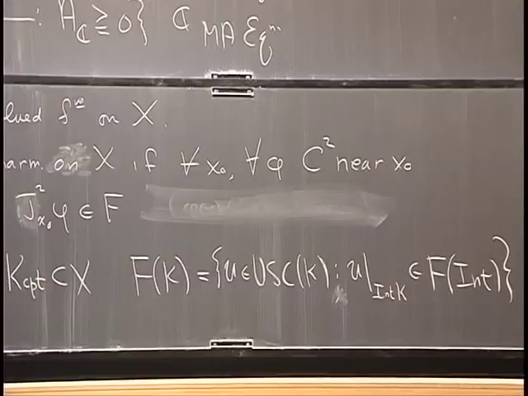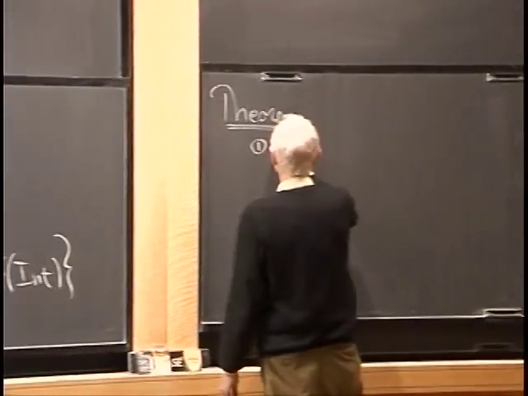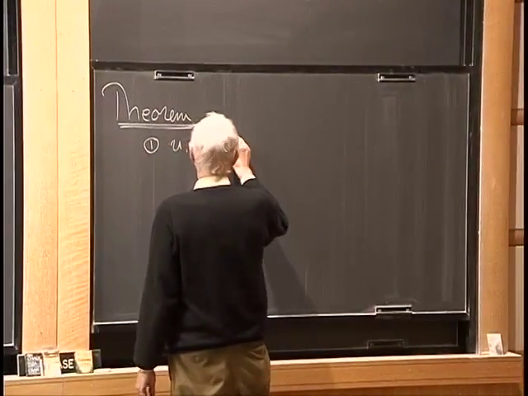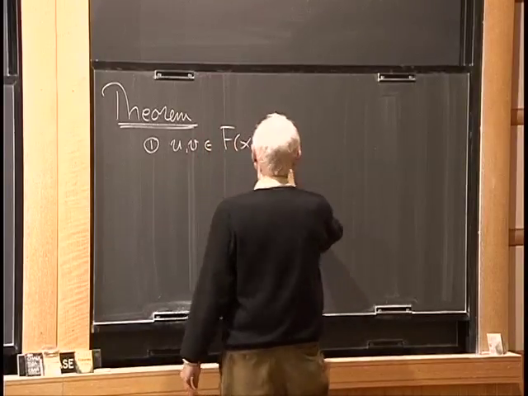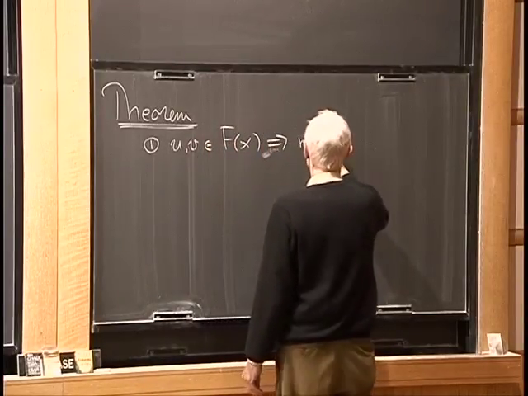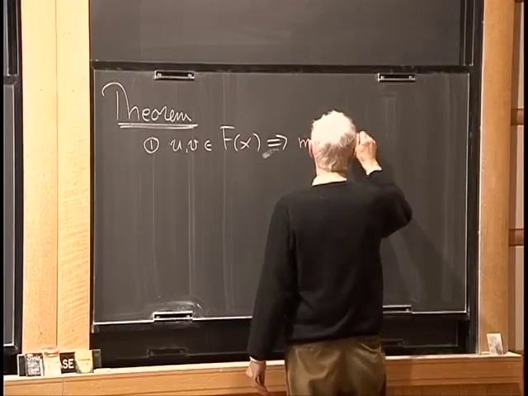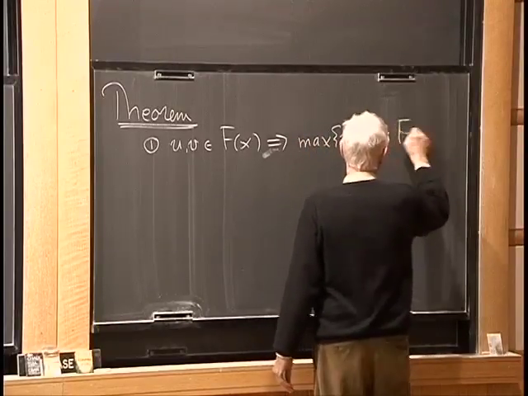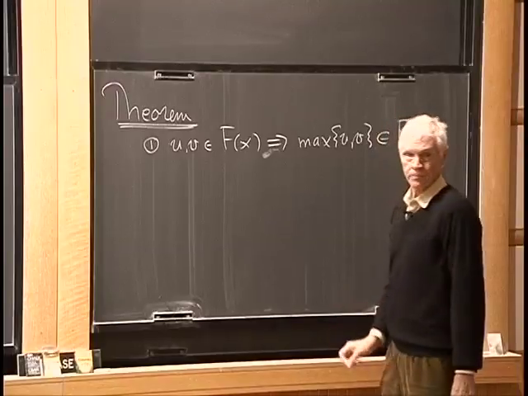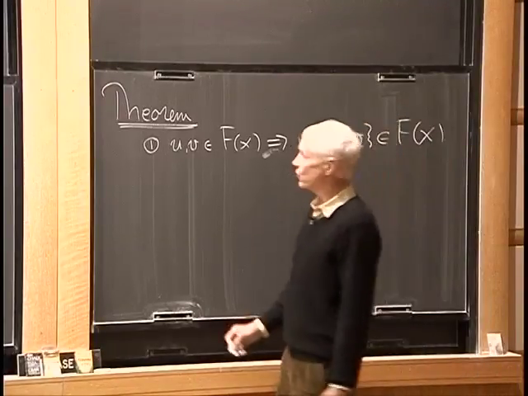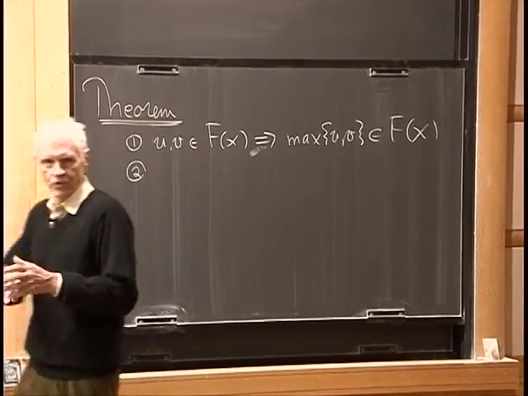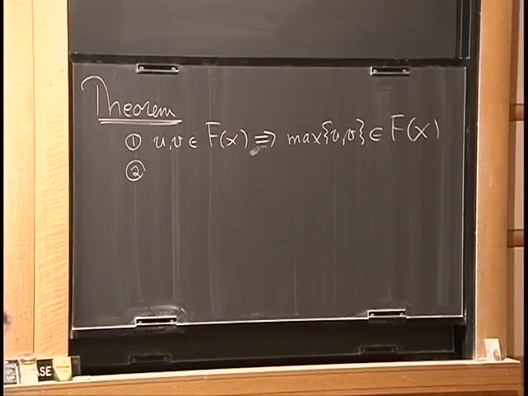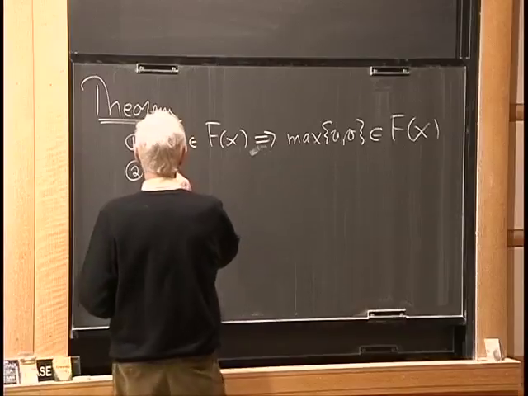The theorem is, one, if I'm given two functions u and v which are in F of X, then the maximum of u and v is in F of X. That's nice, right? It's closed under taking the maximum of two functions, which is really useful when you're trying to construct something that contradicts your assumptions.